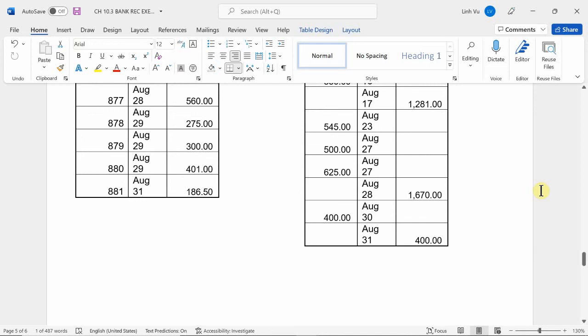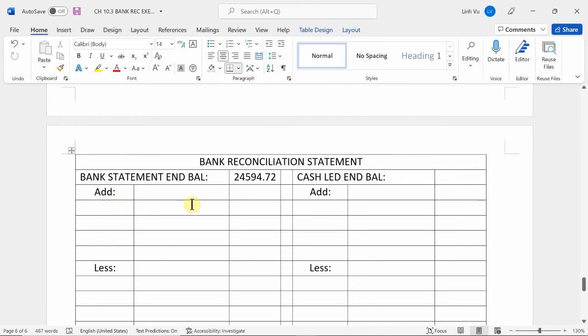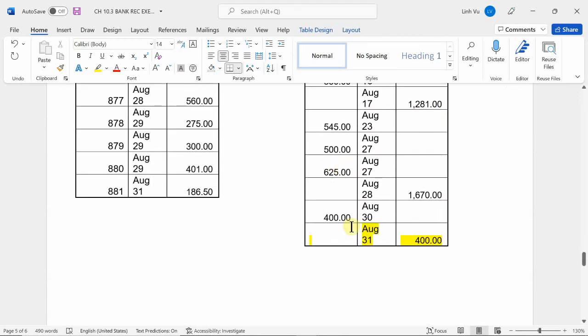Okay. So which one do you not see? 128, 670. Okay. We don't see the 400. We don't see the 400. Okay, so this is going to be considered something that is in transit. That means it's waiting to be put into the bank. It's waiting to be processed. So I have the one on August 31st for a deposit for $400. I'm waiting for the $400 deposit on August 31st.